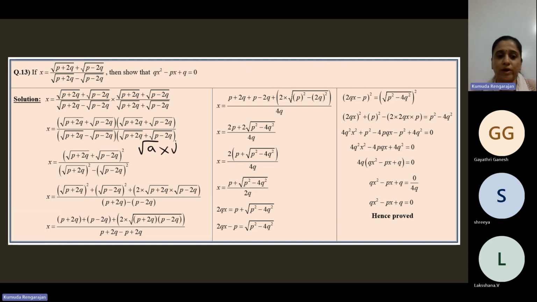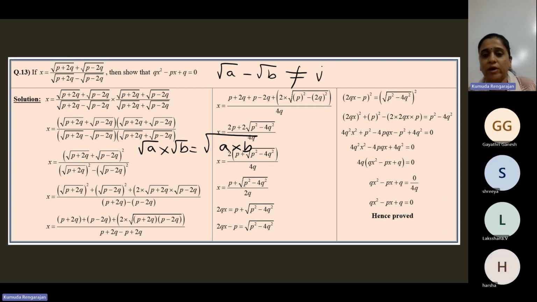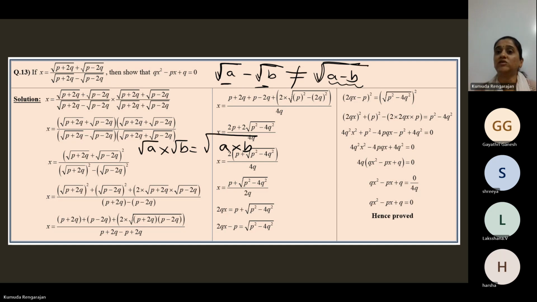So square root of a into square root of b can be written as square root of (a into b). But square root of a minus square root of b cannot be written as square root of (a minus b). The reason is, what is the order of the operations here? Find the square root of a, find the square root of b, and then find the difference of the square roots. But here it is, find the difference, and then find the square root of that difference. So the order in which the operations have to be executed is different.